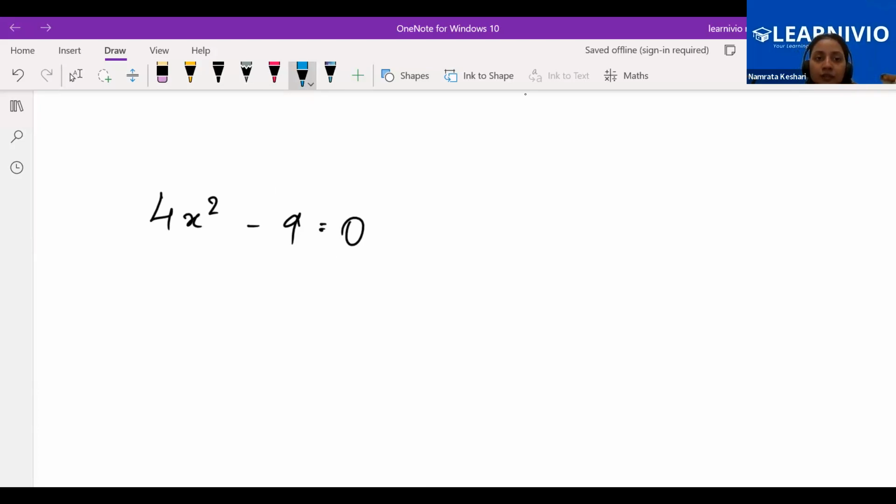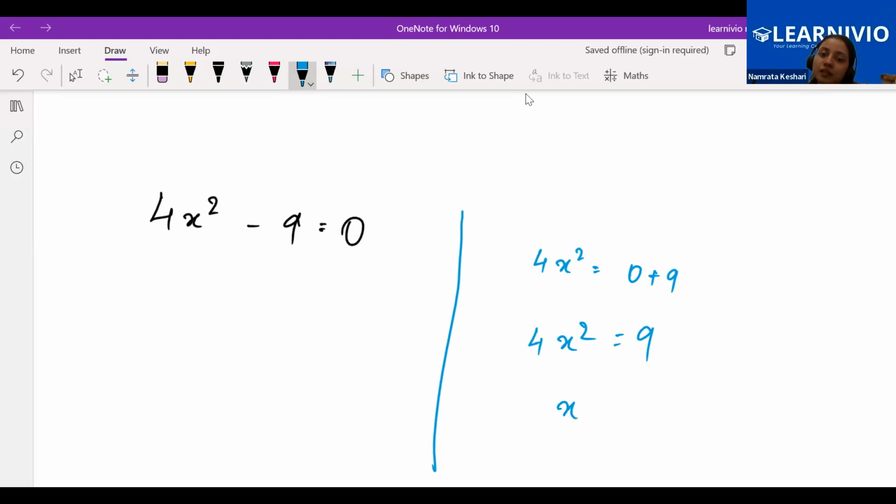From here we can equate it, right? We can take minus 9 to that side. Okay. So it will be 0 plus 9, right? Yes, so it will be equal to 9. Then what will be the next step? Then we can take 4 to the other side. Okay. It becomes 9 by 4. Then what will be the x value?